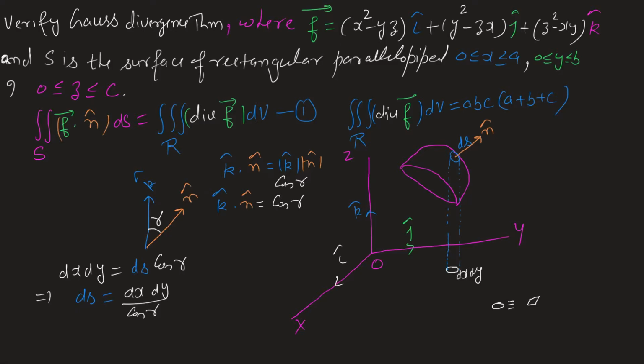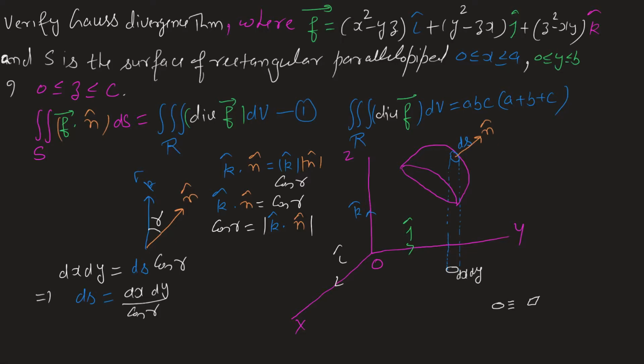Since this surface lies in the first octant only, the angle cannot be greater than pi by 2. So cos gamma has to be positive, and if this has to be positive, then for k dot n cap the modulus has to be taken. So this is the value.